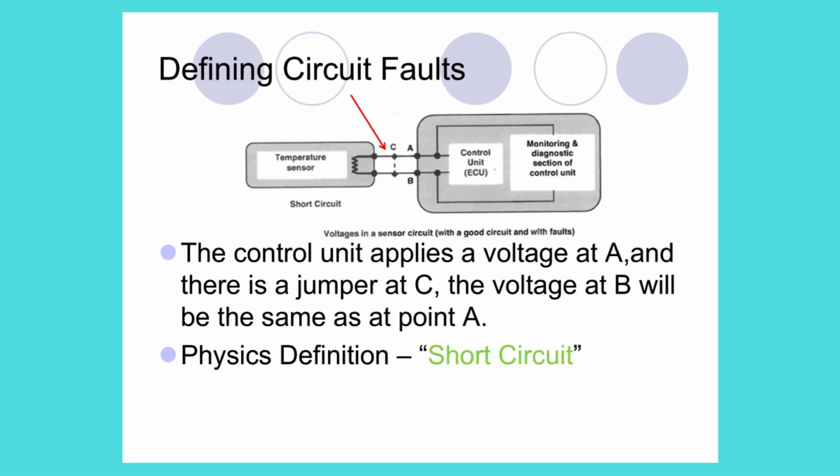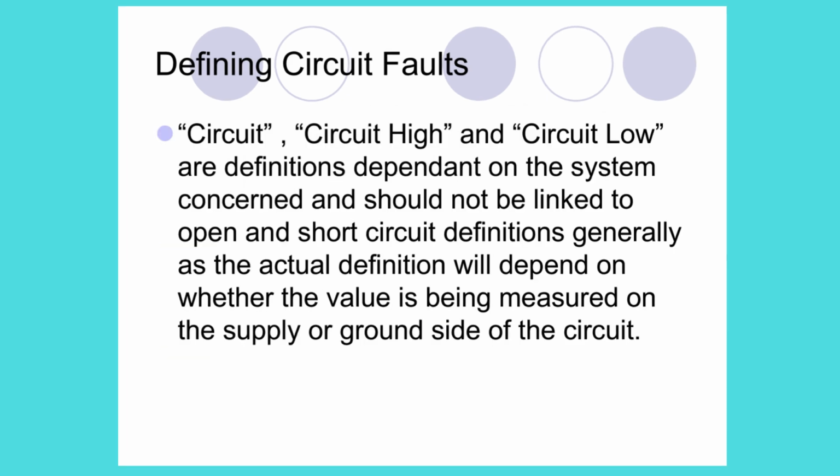The control unit applies a voltage at A, and there is a jumper at C. The voltage at B will be the same as at point A. This is the same as the physics definition of a short circuit. Circuit, circuit high, and circuit low are definitions dependent on the system concerned, and should not be linked to open and short circuit definitions generally, as the actual definition will depend on whether the value is being measured on the supply or the ground side of the circuit.